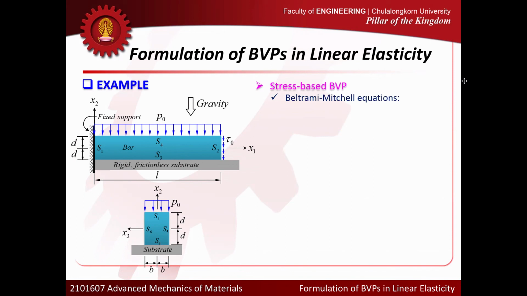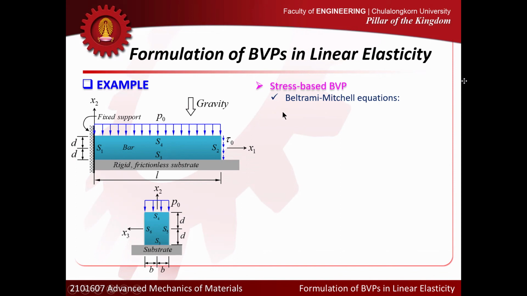If we look at the stress-based formulation, now if we treat the stress as the key unknown, we have to use the Beltrami-Michell equations, one of the compatibility equations, because the problem that we focus on here is isotropic, and the body is made of isotropic material with constant material properties. So I can use the Beltrami-Michell equation. And for the case that we focus on here, we know that the body force is constant, right?